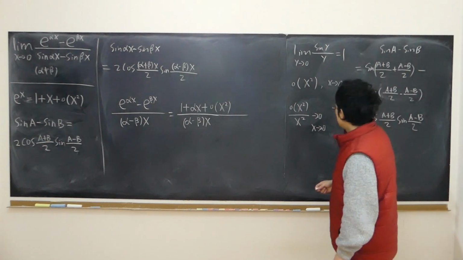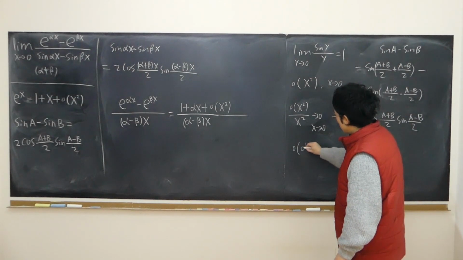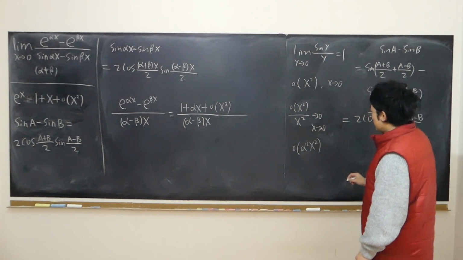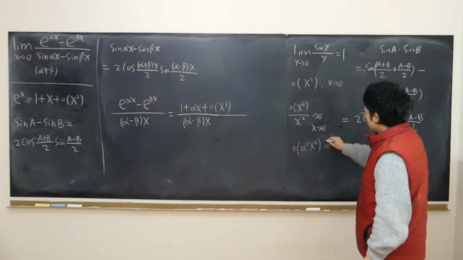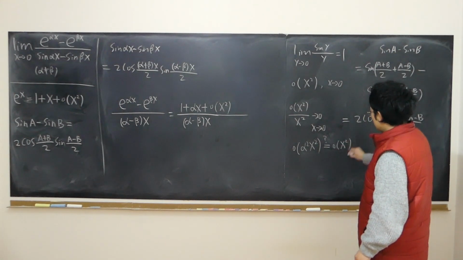So meaning I'm asking myself, right? I was supposed to write a little omicron of alpha squared x squared. Can I rewrite it as little omicron of x squared? It's totally legitimate.